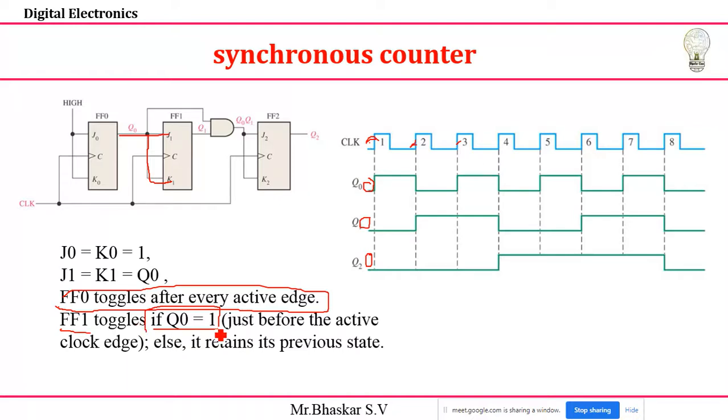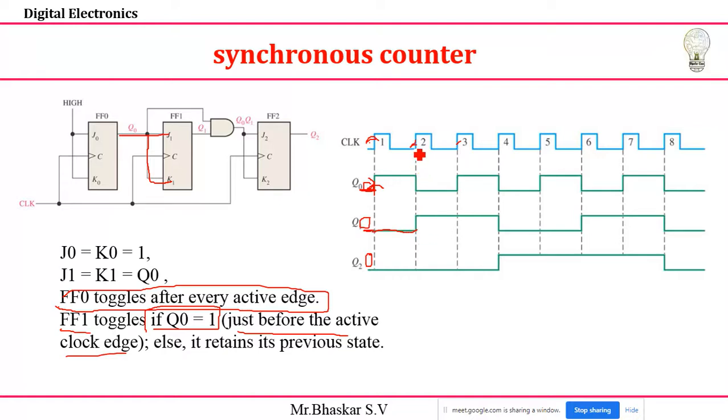Under which condition? Just see, just before the active clock edge. Let's see what I am getting. Q0, I have written this. See, in the previous value it is 0. In this 0 I'm checking my Q0 value. So this is my clock edge. Here I'm checking my Q0 value. Just before the clock edge, my Q0 value is 0. If J and K values are 0 0, no change. No change means the previous value 0 is stored, it will maintain.